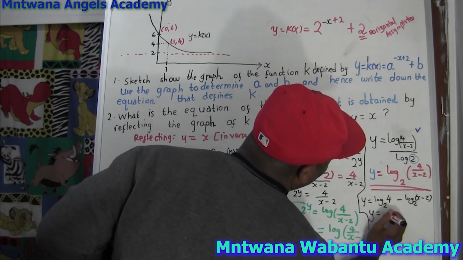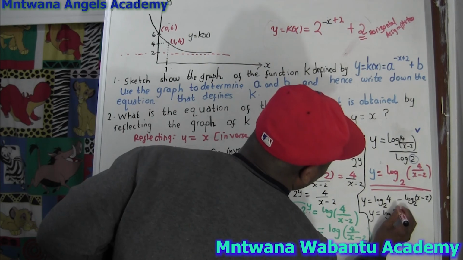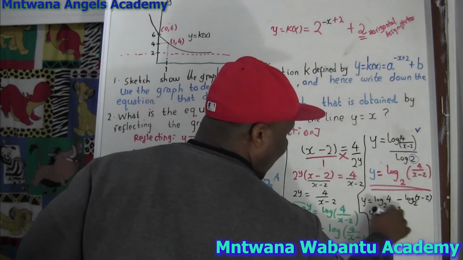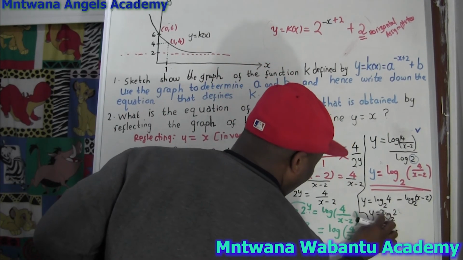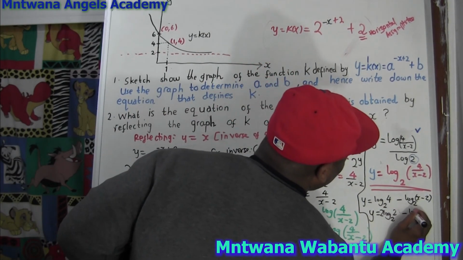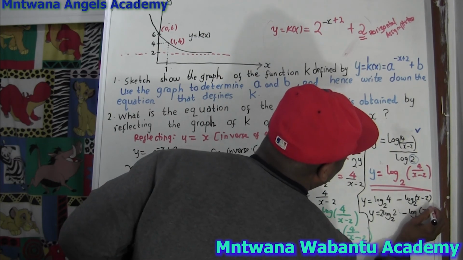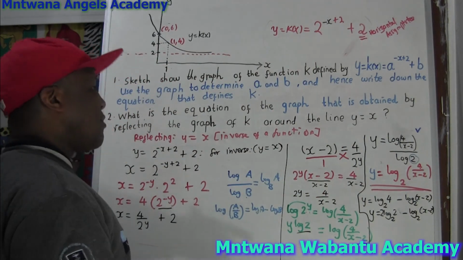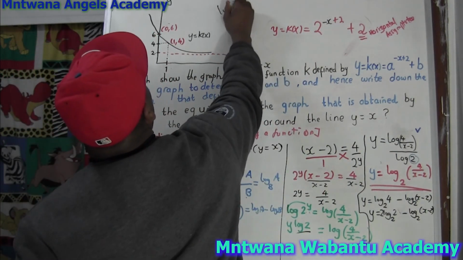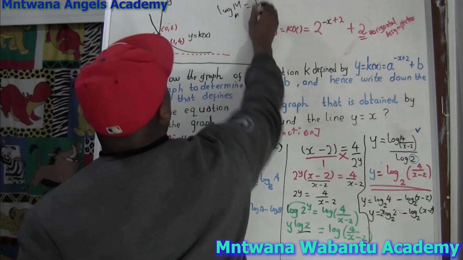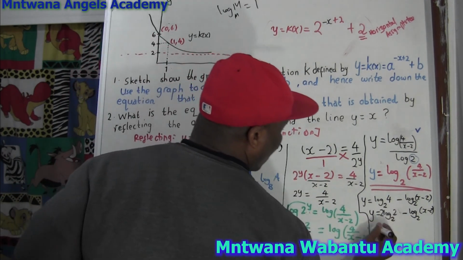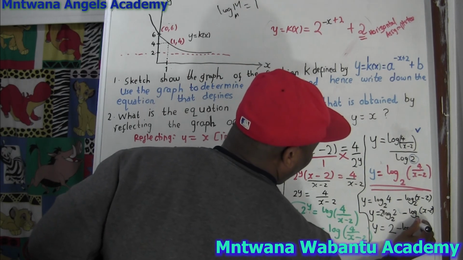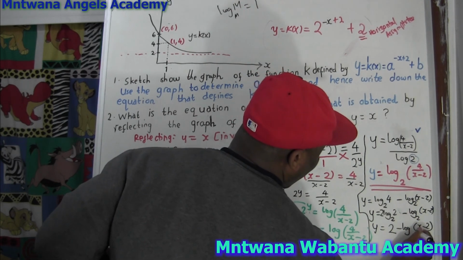Say y equal to log of 2 squared under base 2. But this 2 can go to the front. So it's going to be 2 log 2 base 2, and then minus. Here I don't do anything. What is log 2 base 2? Equal to 1. Same log, same base equals 1. Log of m under base m equals 1. So this is going to be 2 times 1 equal to 2. So y equal to 2 minus log of x minus 2 under base 2.